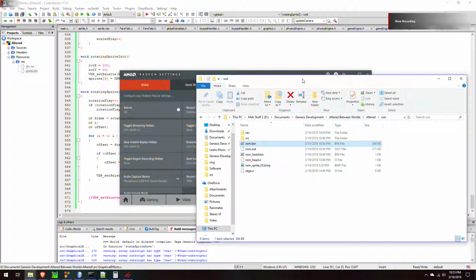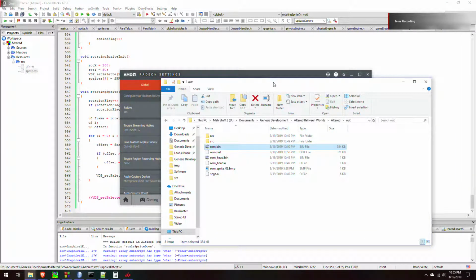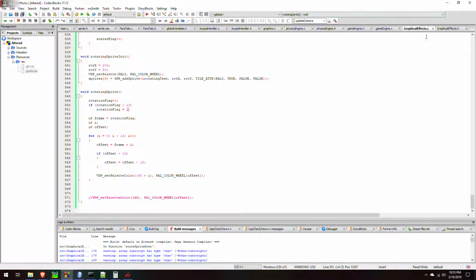Alright, for my project, I needed to do graphical effects on the Sega Genesis, which by hardware means should be impossible. So I grew up with a Super Nintendo, and the Super Nintendo had application-specific chips inside the console, which could scale and rotate sprites.